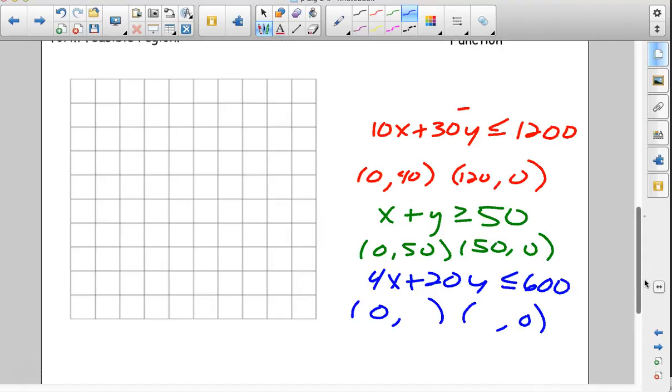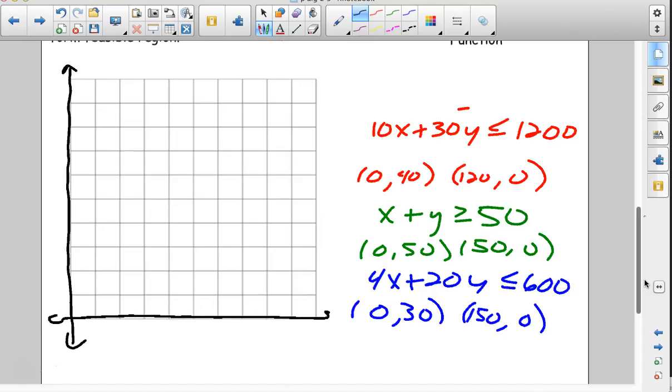So if this is 0, we take a look at that and think, okay, well, how many 20s in 600? If y is 0, how many 4s in 600? 150. So now this gives me a really good idea of what I should be doing over here as far as intervals. I want it to be accurate, but I can't go by ones. I'd be here all day, you know.